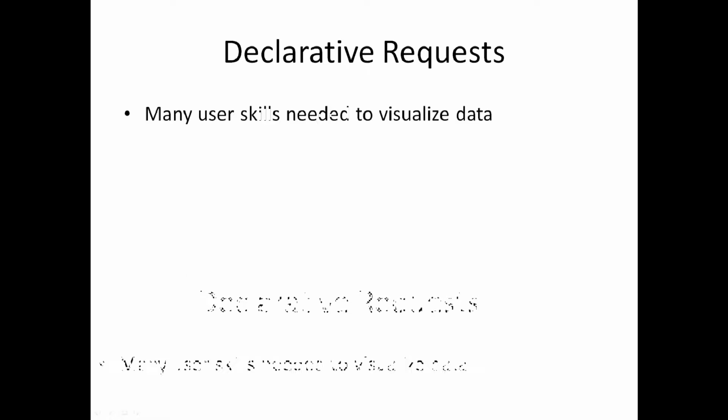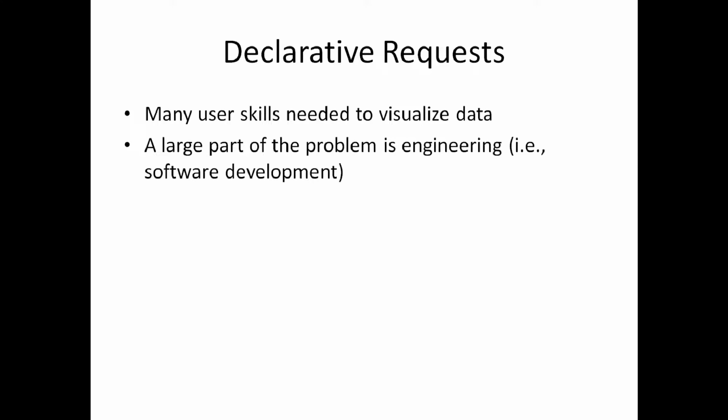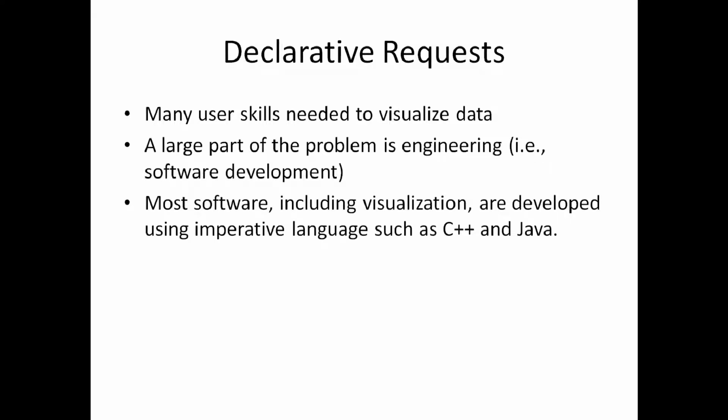As we have seen, there are many user skills needed to visualize data. A large part of the problem is engineering, for example, software development. This means that scientists must either learn how to use a visualization toolkit or rely on a visualization expert to develop the required visualization application. Additionally, most software, including visualization, is developed using imperative or procedural languages such as C++ and Java, which may be challenging for scientists to use.